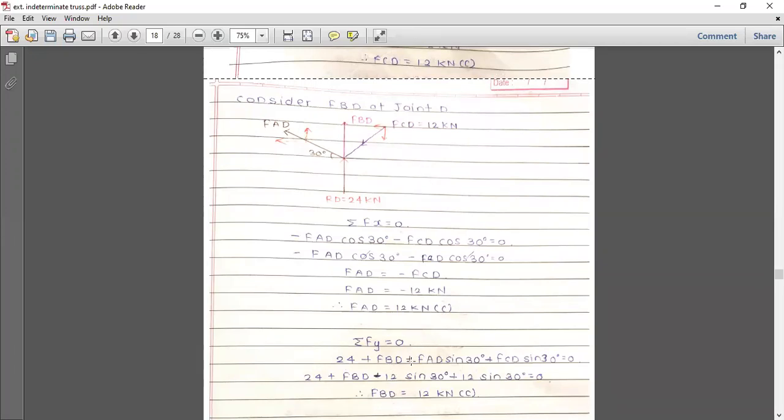Here I have written plus FAD. This plus sign stands for this force going upward in this free body diagram, that's why I have written positive, plus FAD sine 30. But previously we have solved and got an actual answer. So FAD we have got minus, so put it as it is, minus. Okay, this part is important.